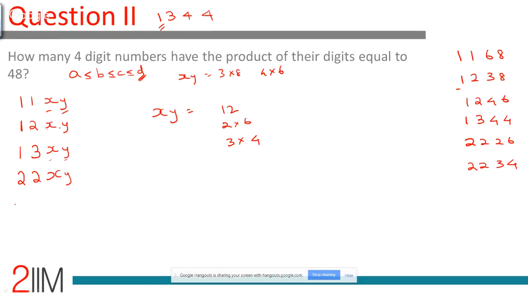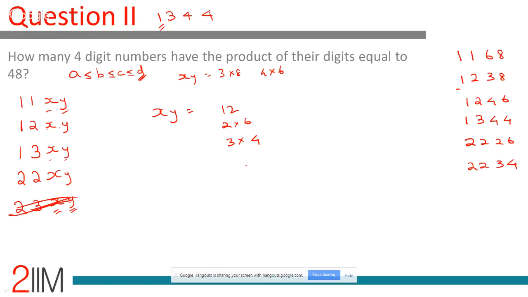Let's go to 2, 3. 2 into 3 is 6. So x into y should be 8. This should be at least 3, and this should be at least 3. 3 into 3 is 9. So this is just not possible. It's never going to happen anything like this.